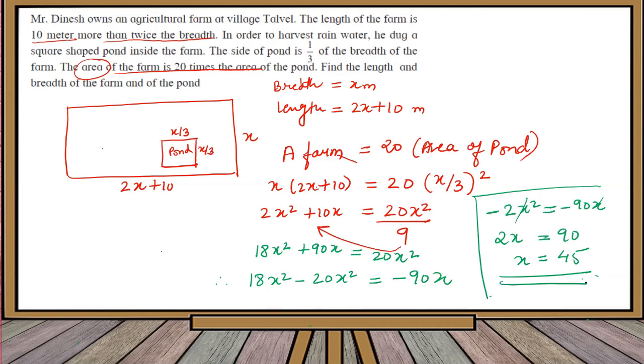Now, what was our x? What do we have to find? We have to find the length and breadth of the farm and the pond, right? So we have got the value of x. We can find out the rest now.